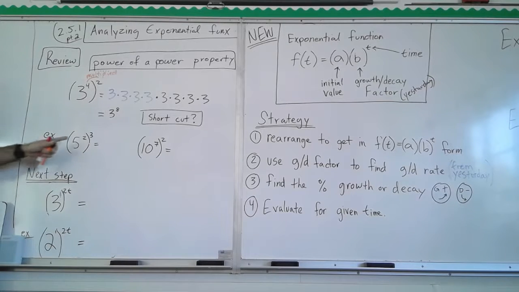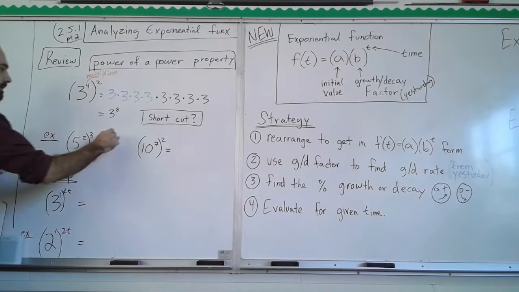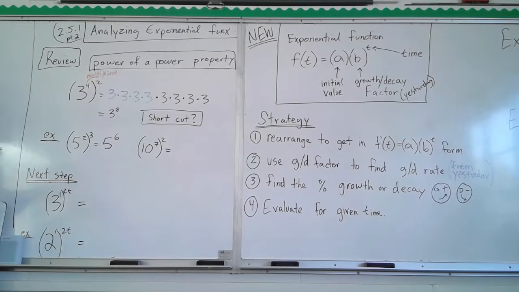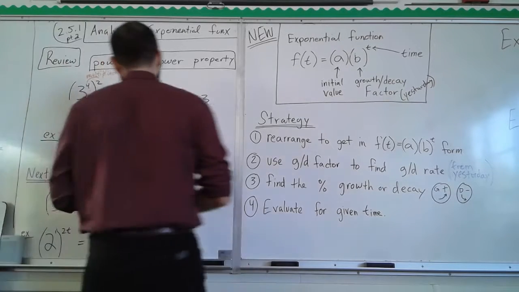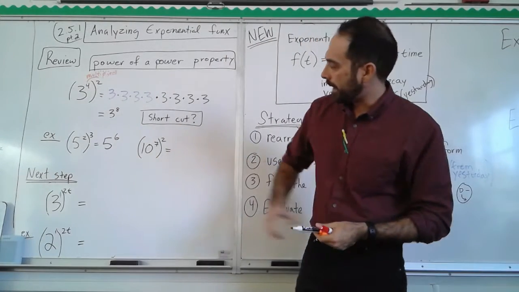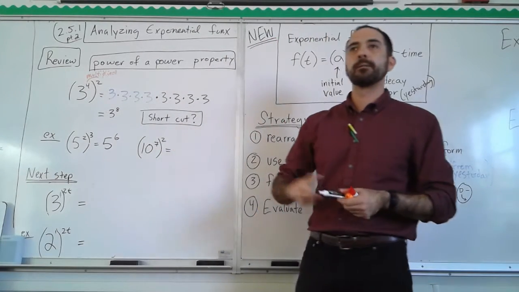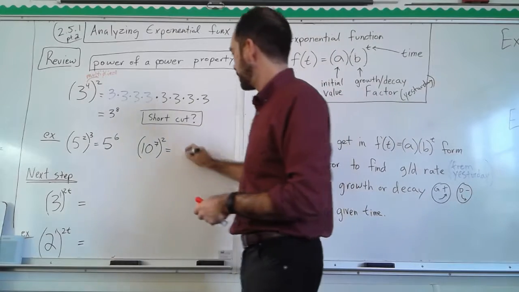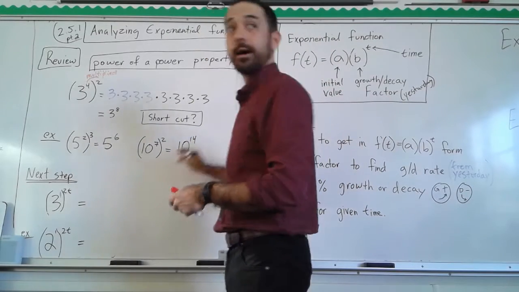If I have 5 squared to the 3rd power, I end up with the base 5 stays. What's my exponent now? 6, right? And for now, you can keep that. You could multiply that out and get something, but you don't have to. We're just reviewing. How about 10 to the 7th squared? 10 to the 14.